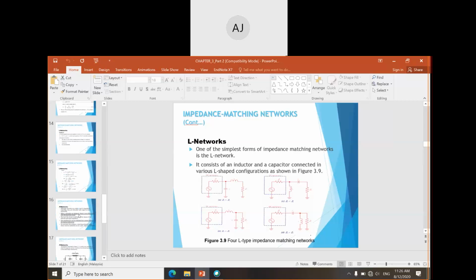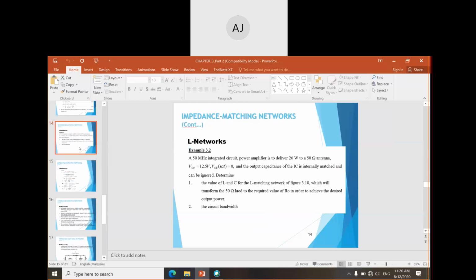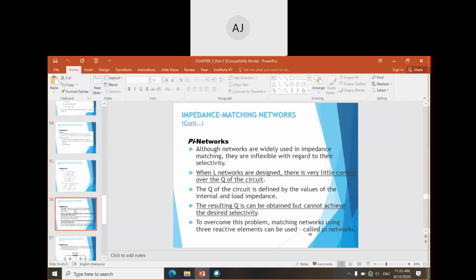So you can study the example. It will help you understand what the P network is in terms of the calculation.